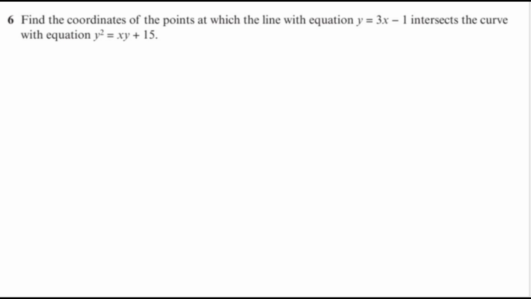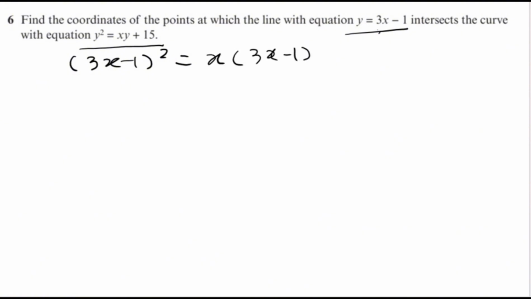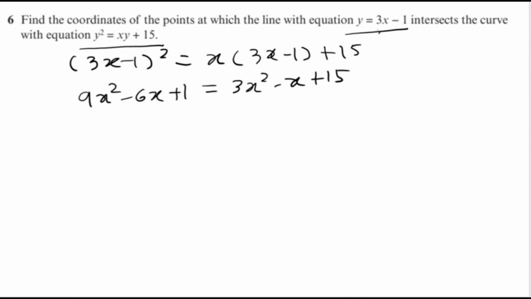Find the coordinates of the points at which the line y is equal to 3x minus 1 intersects the curve y squared is equal to xy plus 15. Now in this, we have to substitute this value in these equations. So we can write it like that: 3x minus 1 squared is equal to x into 3x minus 1 plus 15. 3x minus 1 squared we have to expand, which gives us 9x squared minus 6x plus 1 equal to 3x squared minus x plus 15.